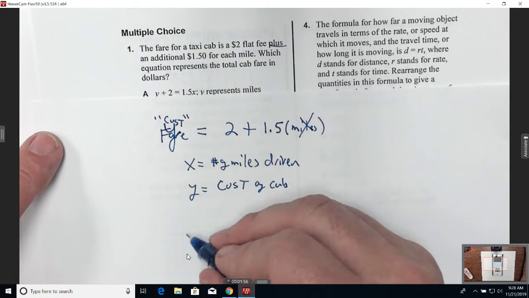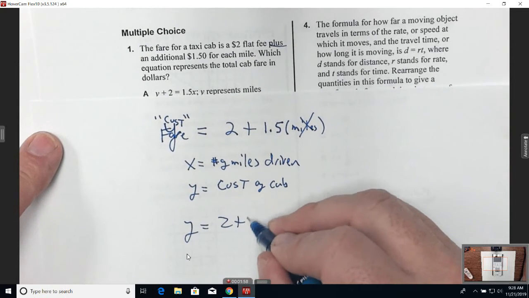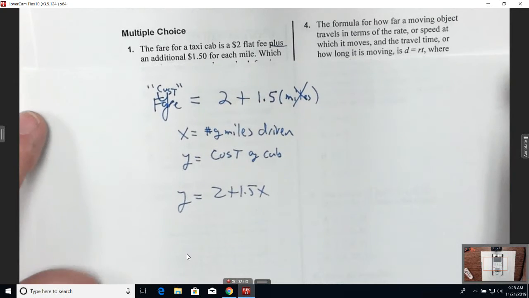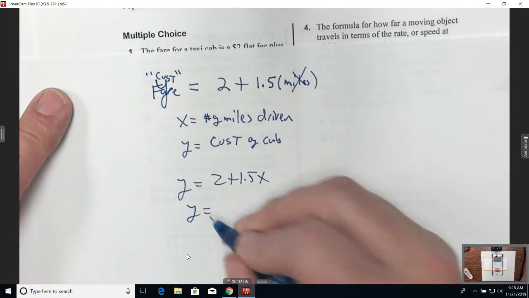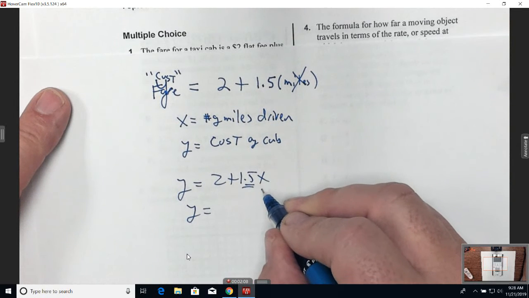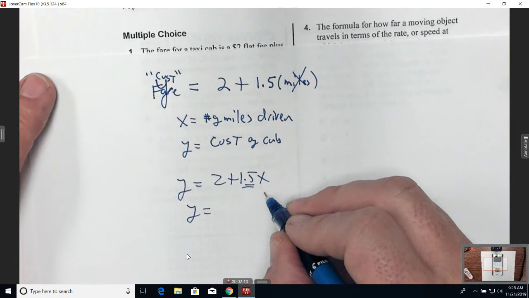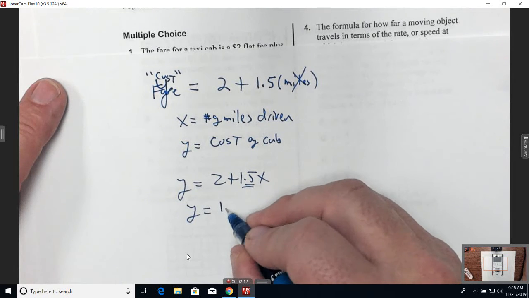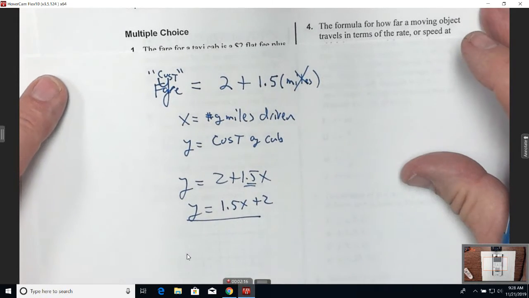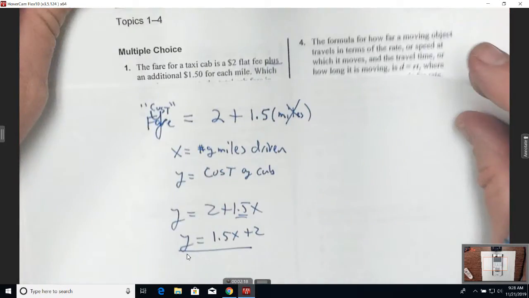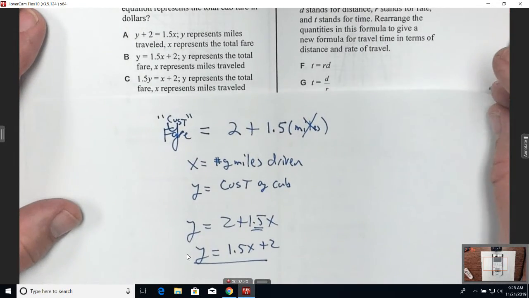Now, typically I wouldn't write it in that form, Y is equal to 2 plus 1.5x. That is in slope-intercept form. Typically that's how you write these things, so it should be Y is equal to the slope, which is the rate of change. Rate of change and slope are basically the same thing, so it would be 1.5 times x plus 2. That's the equation.